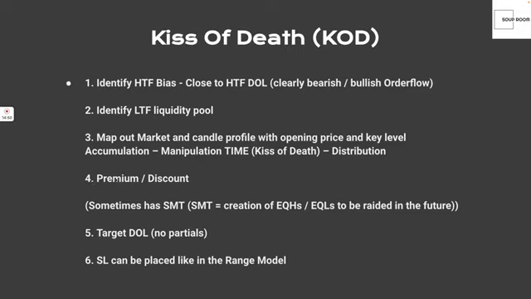Step 4, are we in a premium or discount market? You want to go long in a discount and you want to go short in a premium. Sometimes there is SMT. Step 5, target the draw on liquidity. There is no partials for the kiss of death. It is a quick move. Stop loss can be placed exactly like in the range model. This means that there is 4 possible ways to place your stop loss.